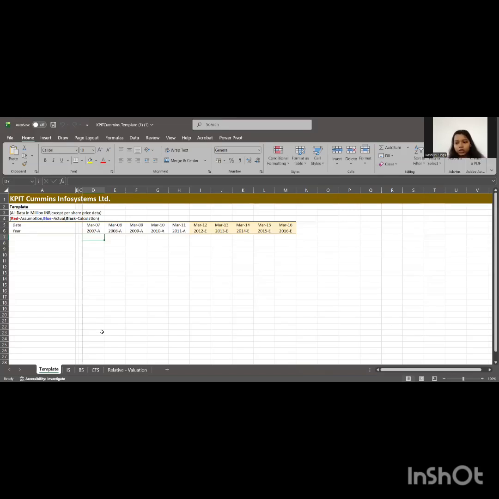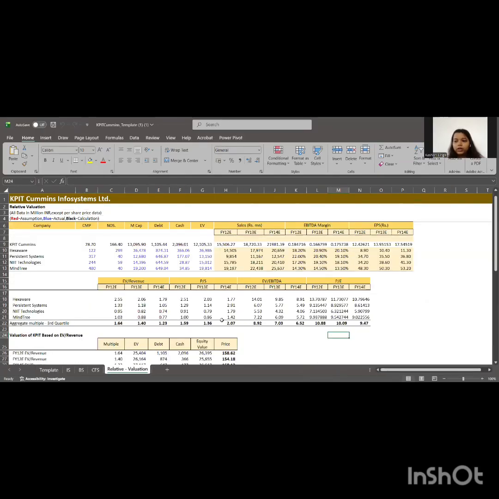The data used in this sheet comes from the company financial statements. So the income statement, balance sheet, and cash flow statement feed data into the valuation model. Relative valuation helps us compare KPIT's performance with peers using ratios like EV/EBITDA, EV/sales, and price to book value. These multiples tell us how the market values a company compared to others in the same industry. So let's now go into the relative valuation sheet and understand how each metric is derived step by step.